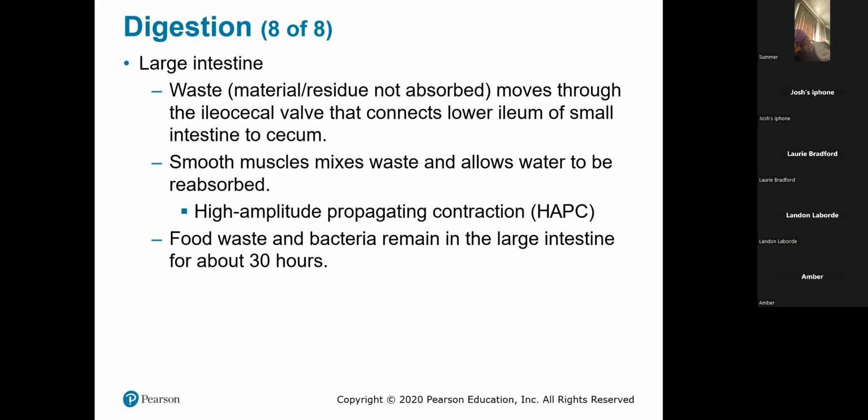So that large intestine is where waste or material residue that was not absorbed by the body will move through the ileocecal valve that connects that lower ileum of the small intestine to the cecum. Smooth muscle mixes waste and allows water to be reabsorbed. There's a high amplitude propagating contraction, or HAPC, that helps that process occur. Food waste and bacteria remain in the large intestine for about 30 minutes.